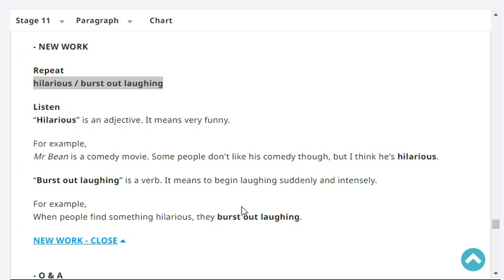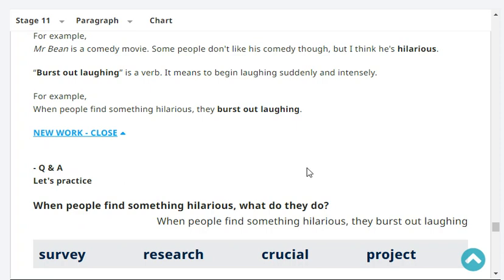Okay, burst out laughing is a verb. It means to begin laughing suddenly and intensely. For example, when people find something hilarious, they burst out laughing.